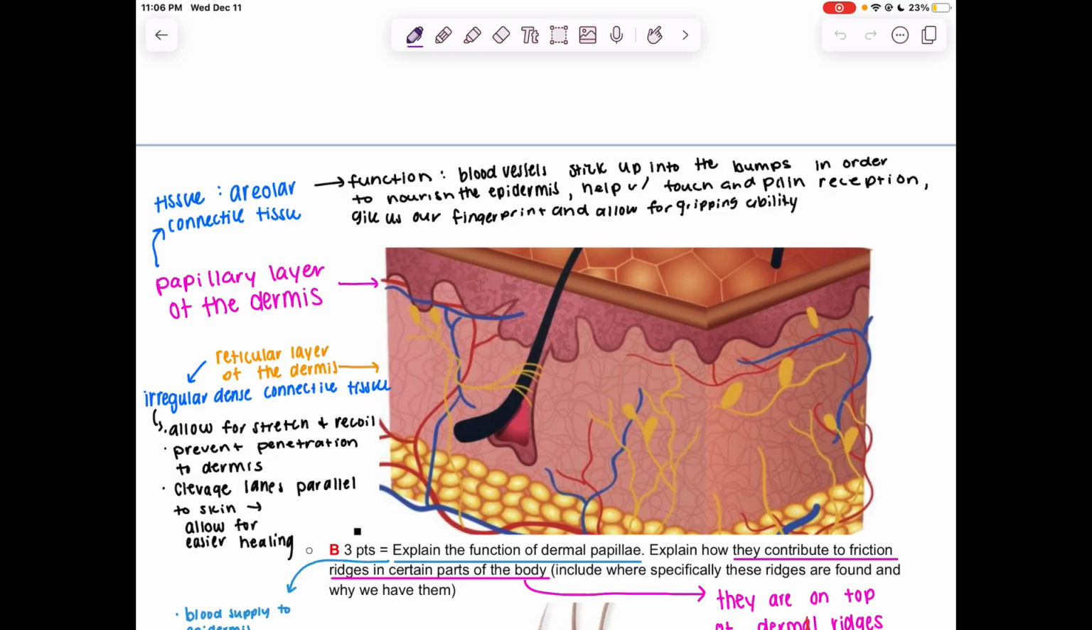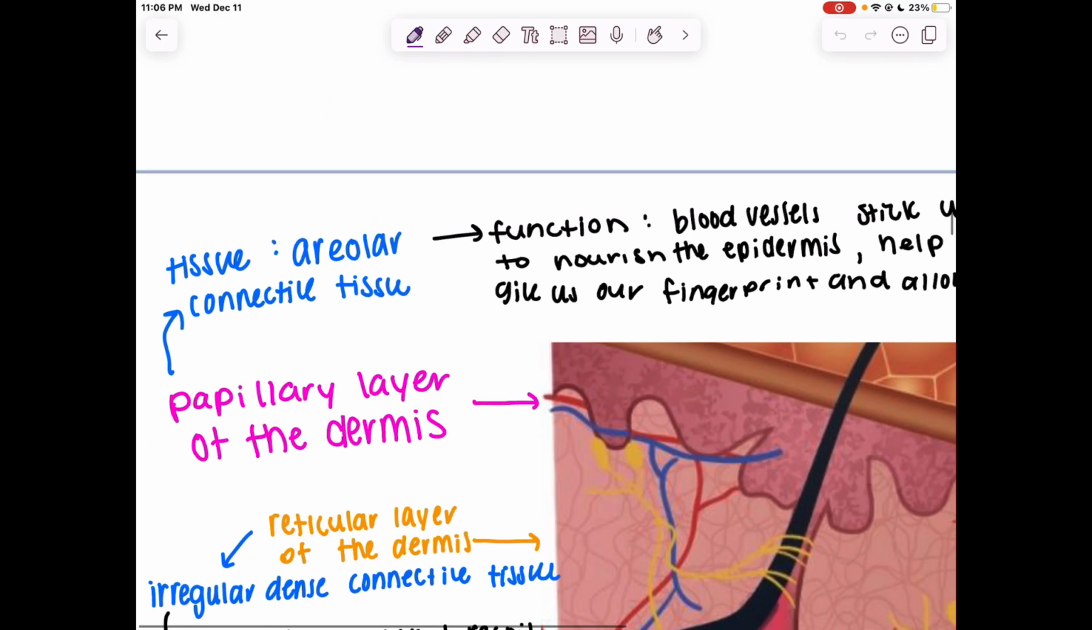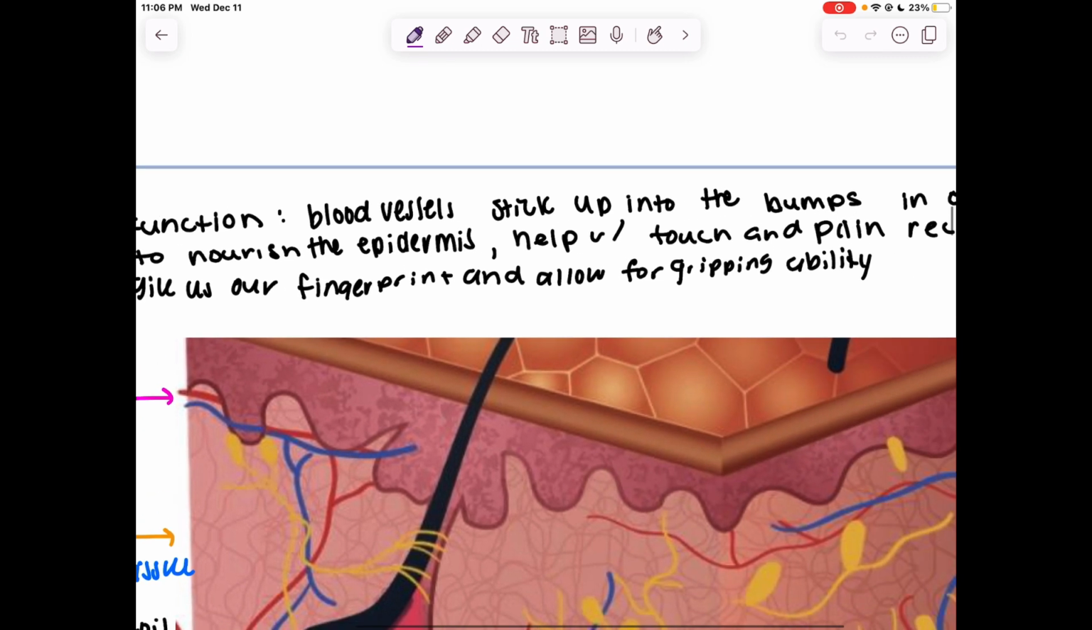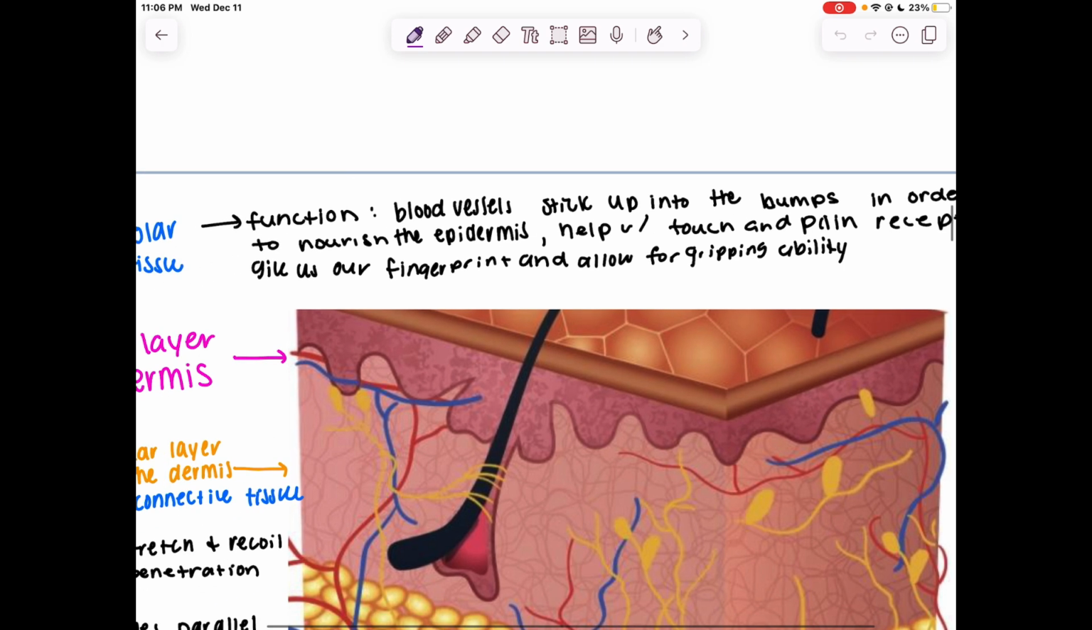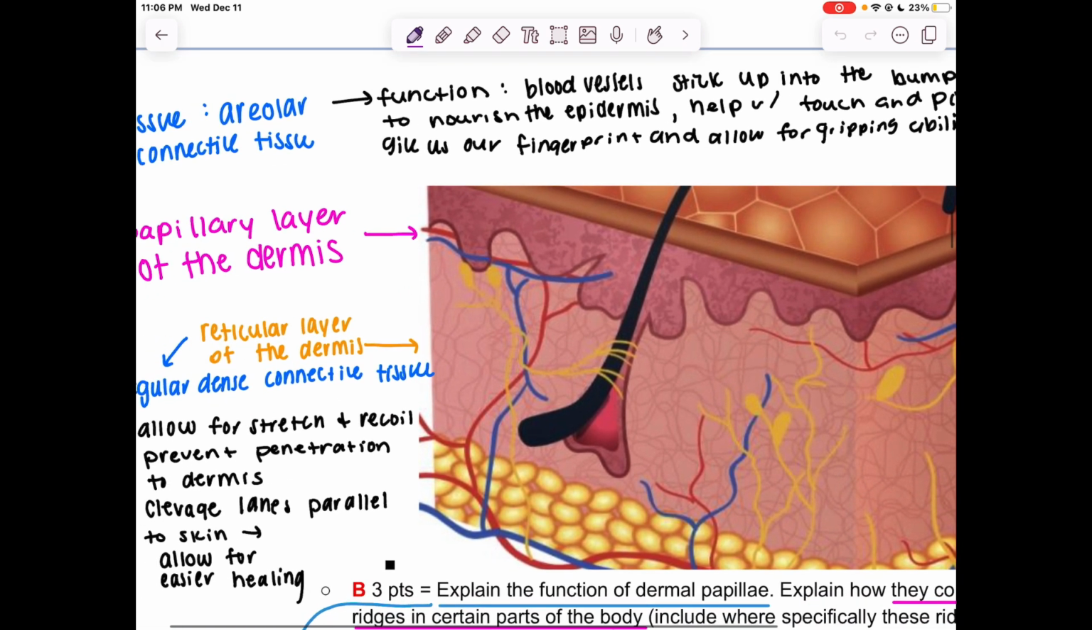There are 2 layers of the dermis, the papillary layer and the reticular layer. The tissue of the papillary layer is areolar connective tissue, and its function is that blood vessels stick up into the bumps in order to nourish the epidermis, and it helps with touch and pain reception, and also allows us to grip things and gives us our fingerprint.